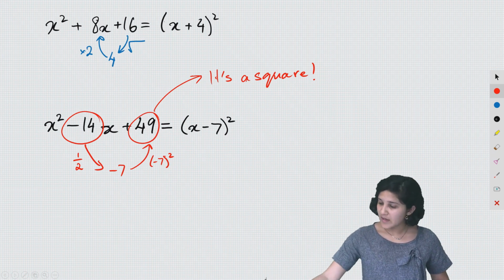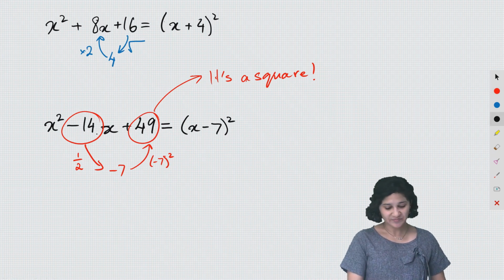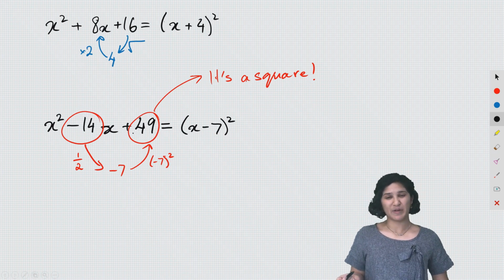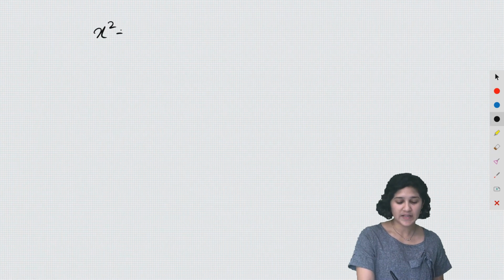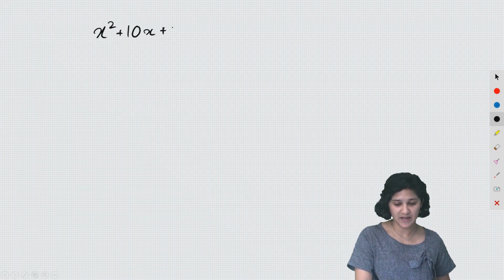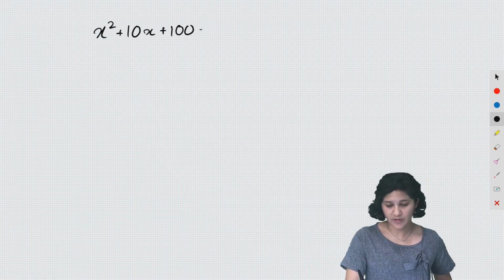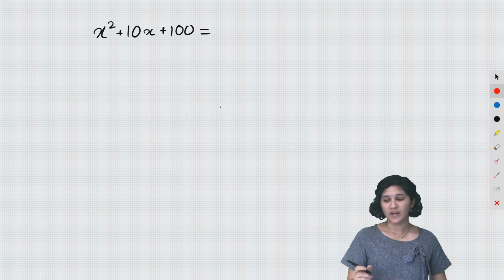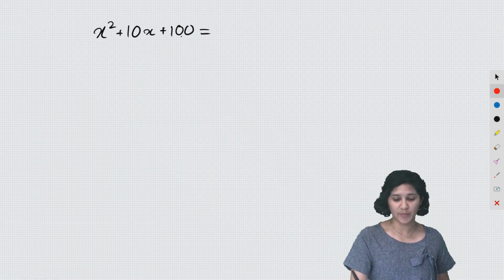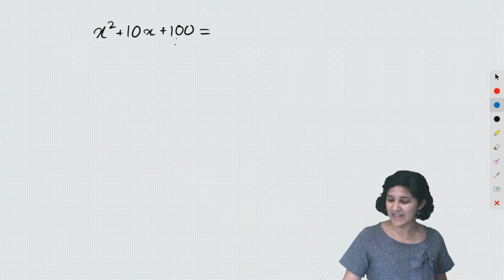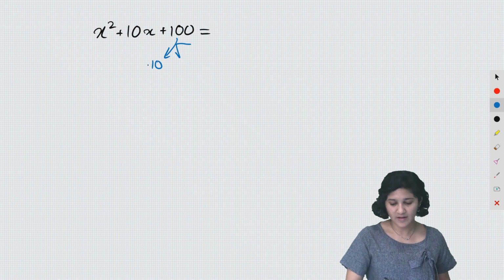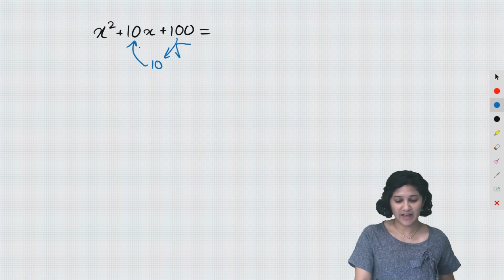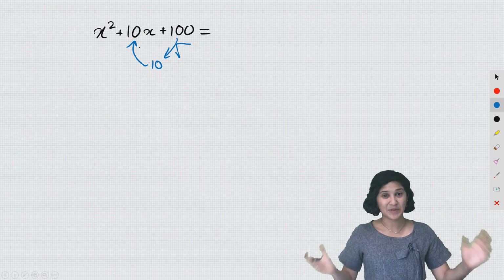Alright, so the last thing I want to say is just that just because this is a square number doesn't mean that it will be a perfect square. We always have to do the check. So let's say I had x squared plus 10x plus 100. Well, straight away I'd be like, oh, 100 is a square number. The square root of it is 10. And then I'd be like, but that's not double 10. So it's not a perfect square.